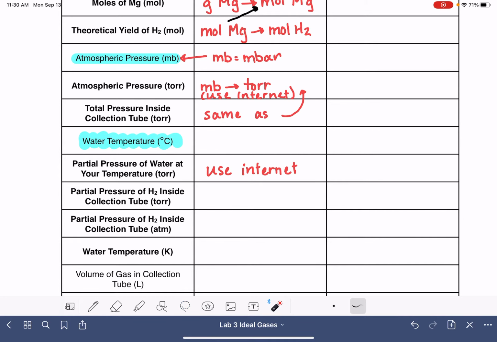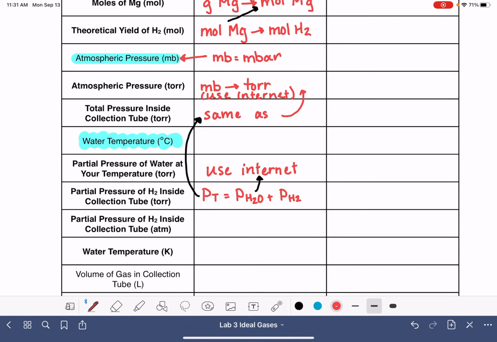Now the partial pressure of H2 inside the gas collection tube, we're going to do this using Dalton's law. So the total pressure inside that gas collection tube comes from the partial pressure of the water and the partial pressure of the H2 gas. The total pressure we figured out right there, or we reported it right there. The partial pressure of water, we looked it up, and so we have everything we need to calculate the partial pressure of H2.